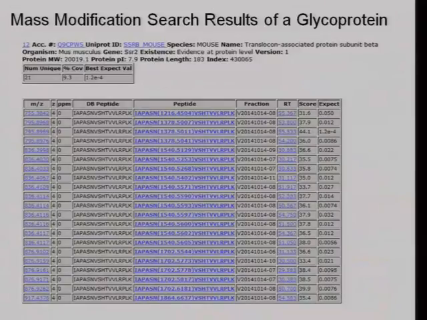So in these examples, we're acquiring 5,000 MS/MS spectra in a 1 hour run. If you were doing MALDI, you would not be able to acquire data that fast.